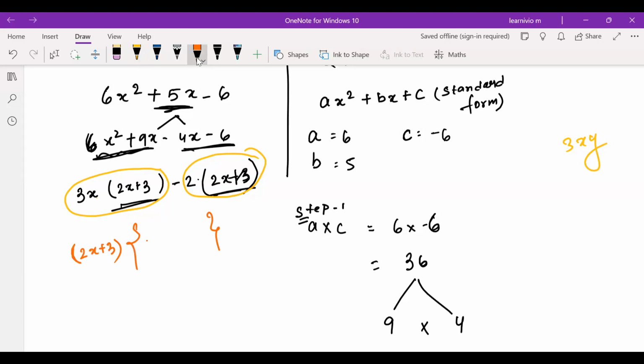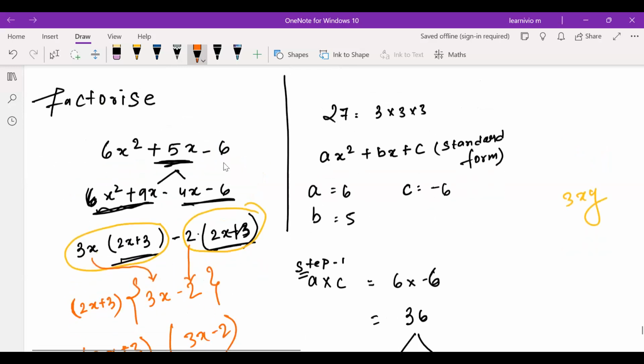Yes, Farhan, are you there? Yes, ma'am. Are you understanding the concept? Yes, ma'am. So this is our factorized form. In one bracket, 2x plus 3. In another bracket, 3x minus 2. This is our answer. This is the complete process.